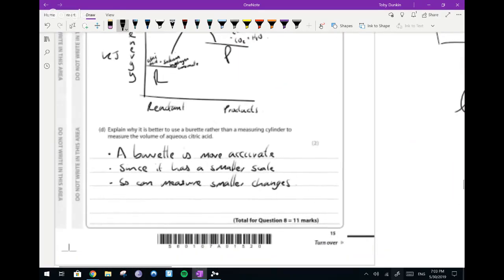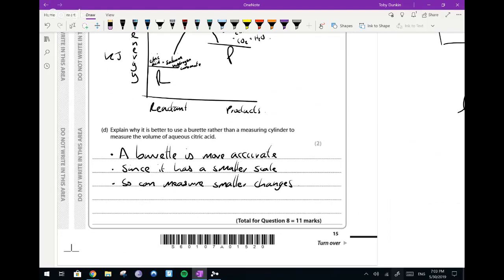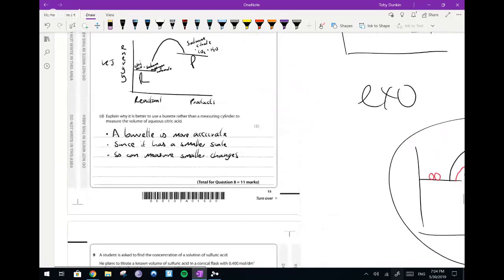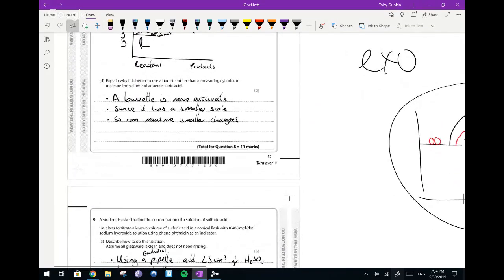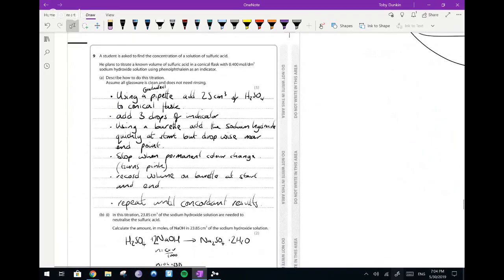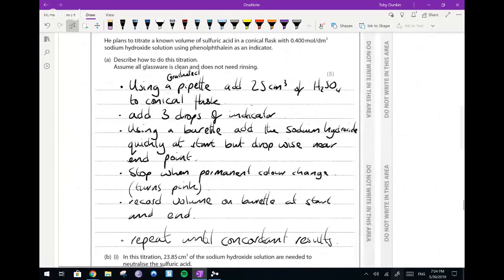Next. So, explain why it is better to use a burette rather than a measuring cylinder. A burette is more accurate since it has a smaller scale, so it can measure smaller changes. You're measuring out 35 centimeters cubed. If you're on plus or minus 2 on a measuring cylinder, then you're going to be out by quite a way. So you're always wanting to use a burette if possible. It's interesting, by the way, I wouldn't actually use a burette to measure that out. If I was measuring out 10 centimeters cubed, I'd use a burette, because that's a small volume and the error is going to be massive. But anyway, more accurate, it measures smaller changes due to having a better scale.